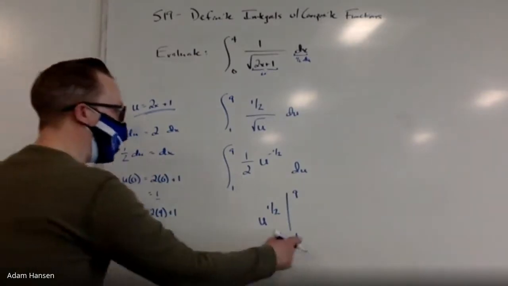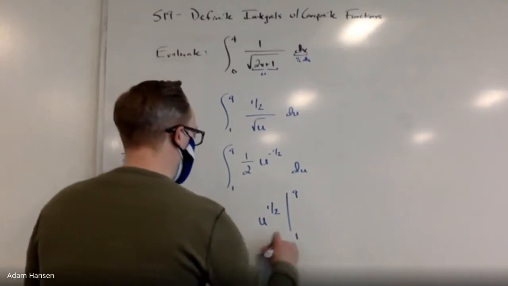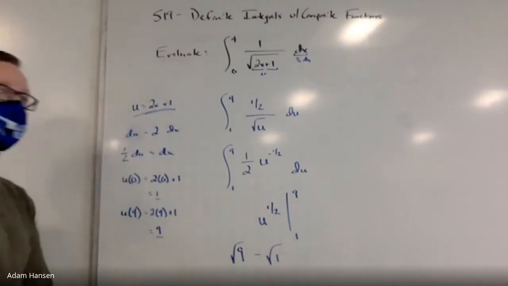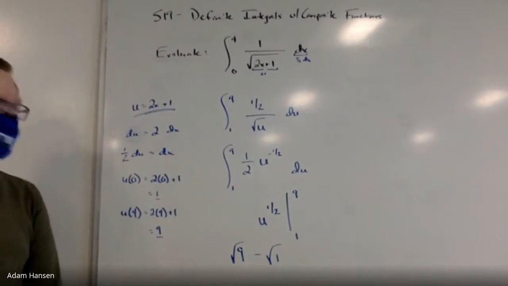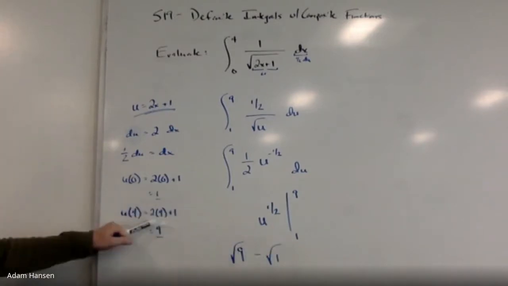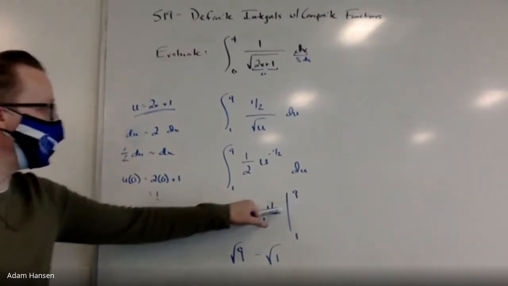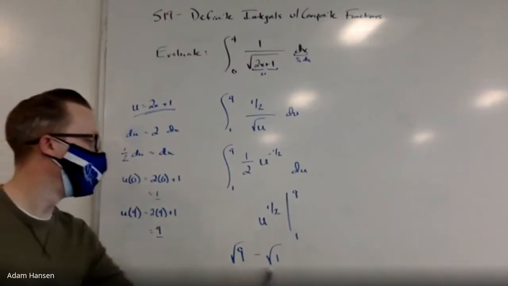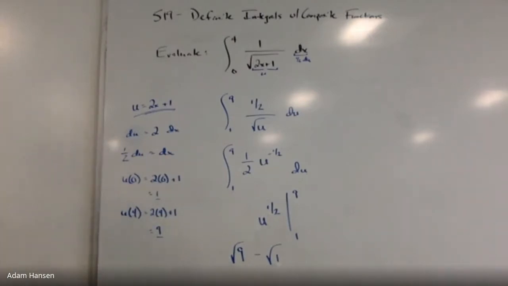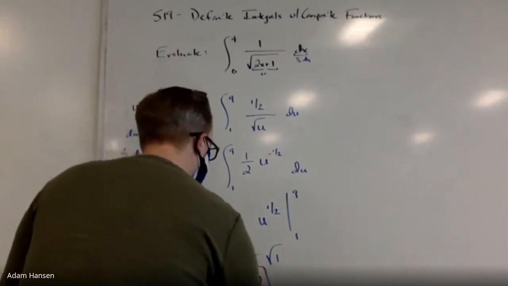Let's plug in 1. Let's plug in 9. So it's the square root of 9 minus the square root of 1. So if I already changed my bounds to be in terms of u, by plugging them into 2x plus 1, all I need to do is plug in 1 to u to the 1/2, plug in 9 to u to the 1/2, and subtract away. Root 9 is 3, root 1 is 1, so root 9 minus root 1 is 2.